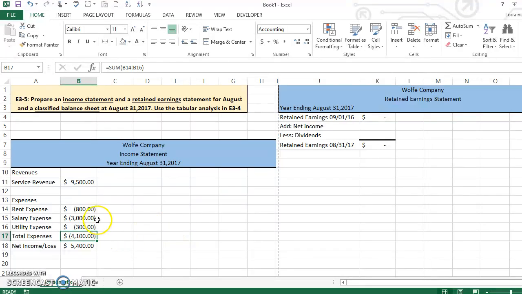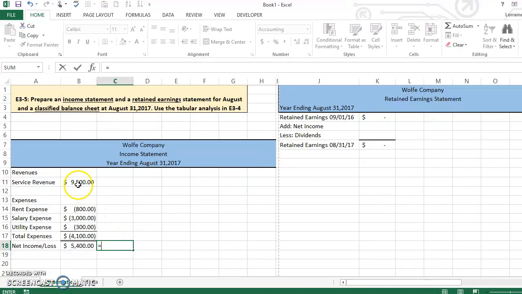I do want to note that all of my expenses are already written in negatives, so in my formula I've added my revenues and my expenses because my expenses is already a negative number. If I wanted to subtract it, then I would make sure that all of these numbers would be positive first. So just to give you an example, if I forgot to make these positive and I subtracted them anyway, I would be overstating my net income at $13,600.